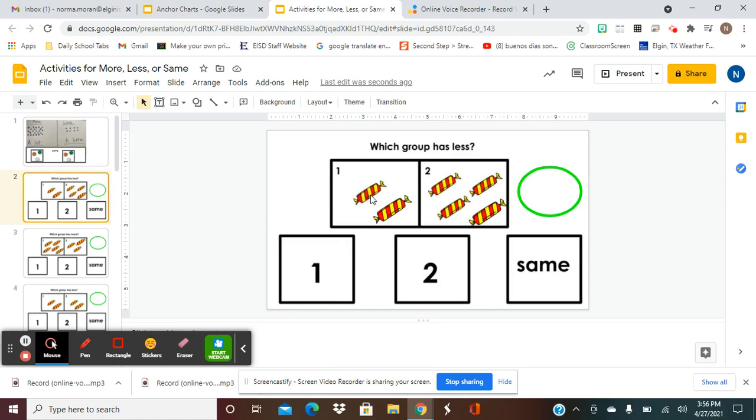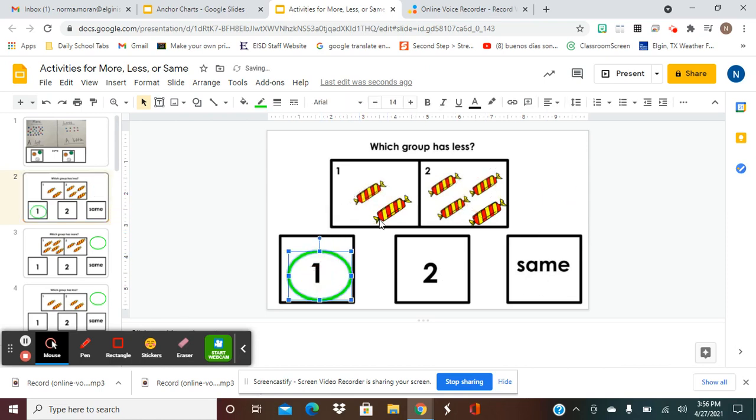So look at group 1. Group 1 has 1 and 2 candies. And group 2 has 1, 2, 3, 4 candies. So which group has less? Is it 1? Is it 2? Or both groups have the same amount? It's group number 1, right? So 2 is less than 4 candies. This one has less candy.